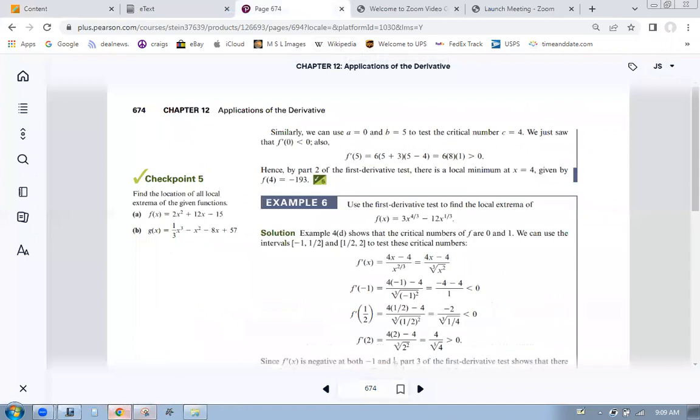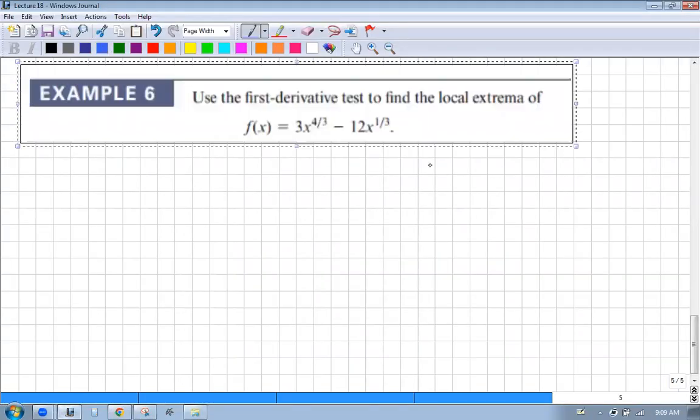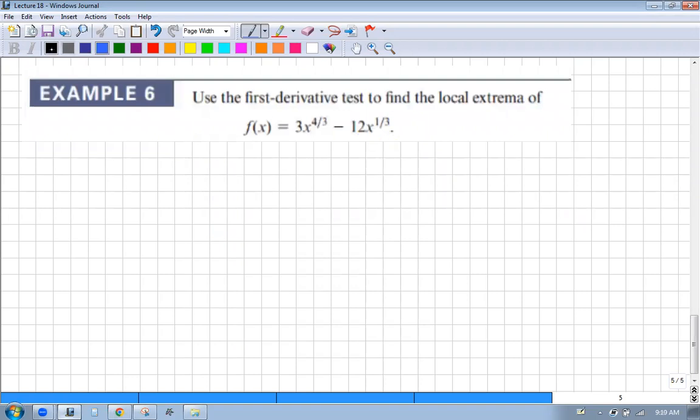All right, let's do another one. First derivative test. Well, here's the function. Let's find our first derivative. Multiply the exponent: 4/3 times 3 would just be 4. Then we subtract 1 from the exponent. And then 12 times 1/3 would be 4. And then we subtract 1 from the exponent. So now we want to set this thing equal to 0 and solve.